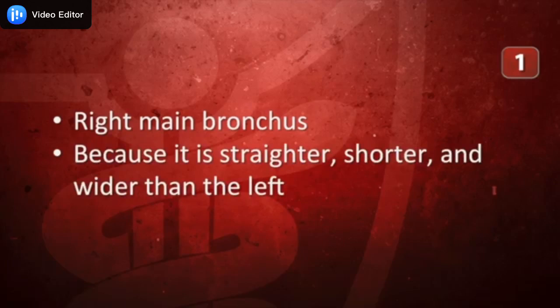First question here: which bronchus is an aspirated object more likely to go down, and why? We've already gone through this. Remember, this is the right main bronchus because it's straighter, so more vertical. There's less of an acute angle to that bronchus. It's shorter, and it's also wider than the left side.